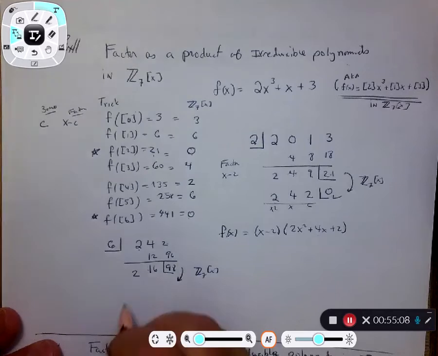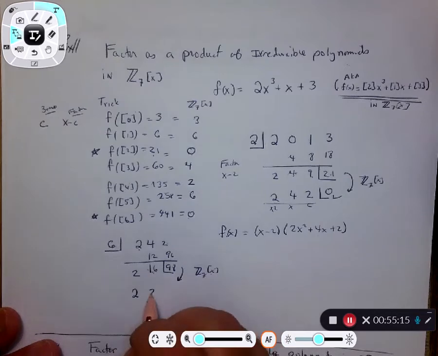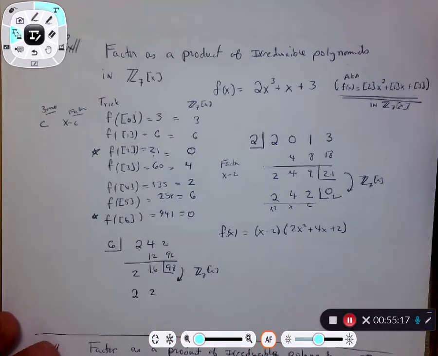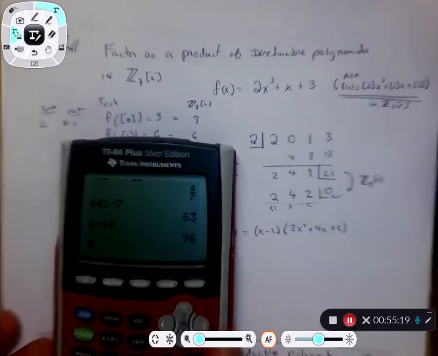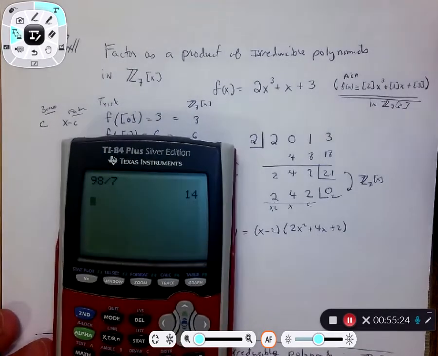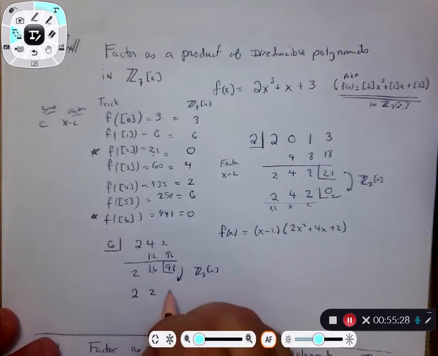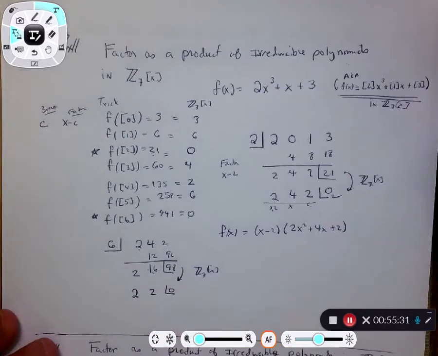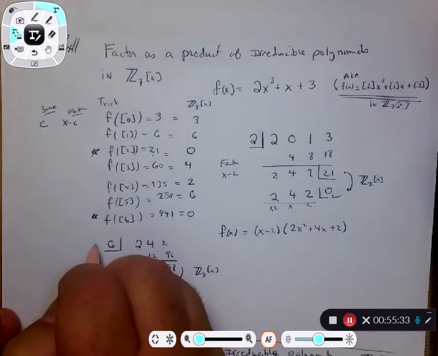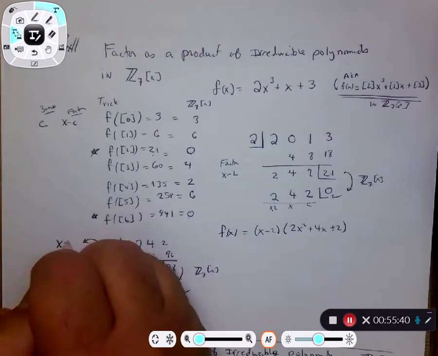So 2 is good. 16 in terms of Z7, well, 2 times 7 is 14. You get to 16, there's 2 left over. And then 98, and I'll just prove it to you. Here it is. 98 divided by 7 is 14, even with no remainder. So the remainder is 0. So this tells me now that x equals 6 is a zero because I got a 0 for the remainder, so the factor was x minus 6.